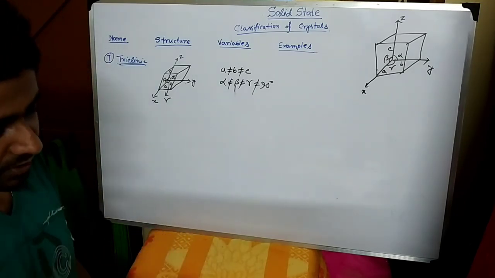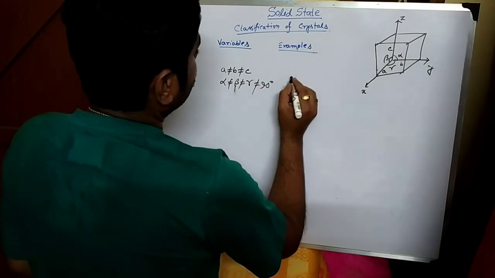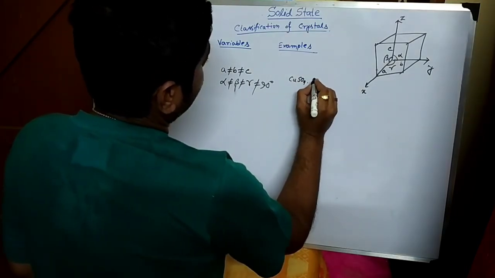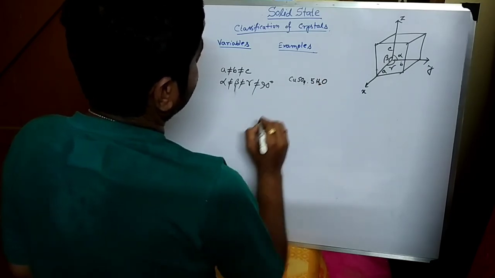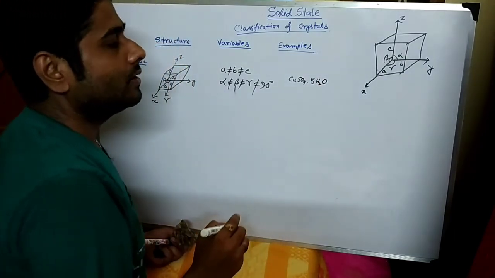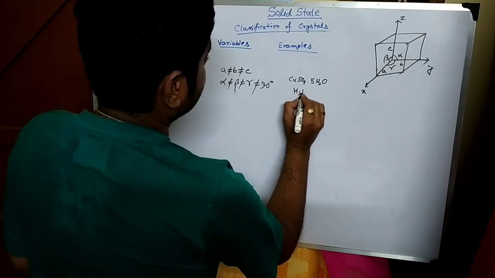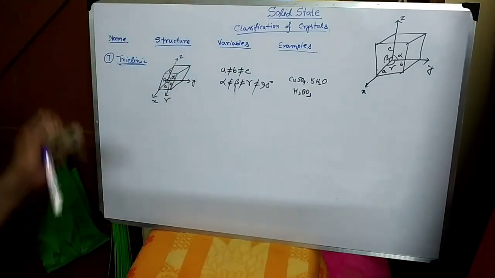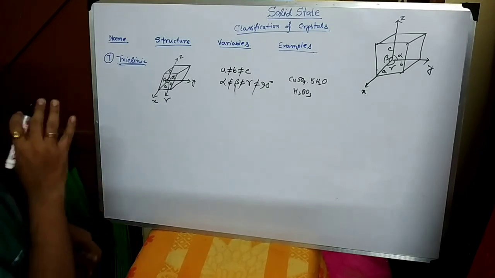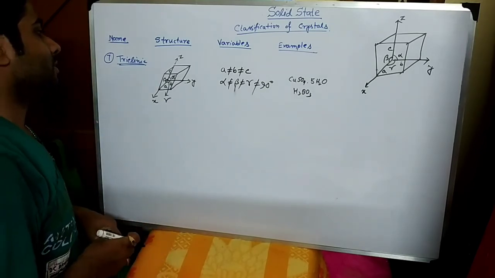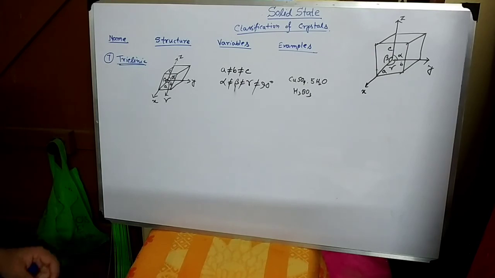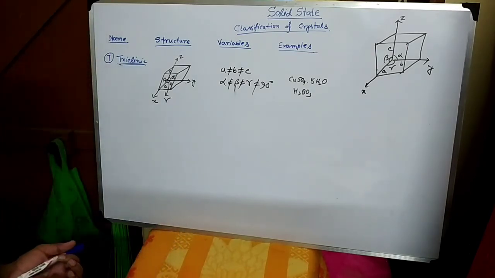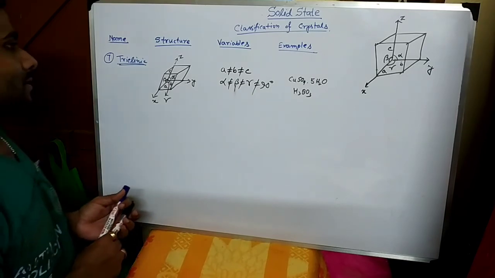What will be the example? The structure of blue vitriol, that is copper sulfate pentahydrate, CuSO4.5H2O. The structure of H3BO3, boric acid. So these are the respective examples, the variables and the respective structures. Please try on your notebook to get expertise in drawing these structures.